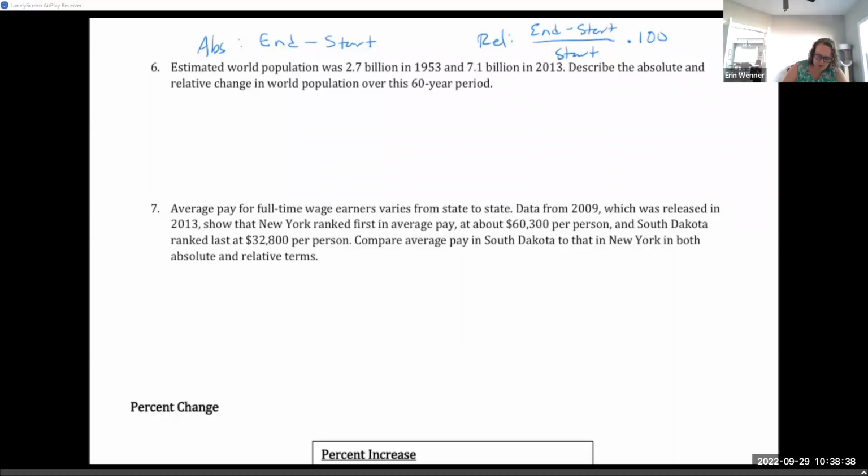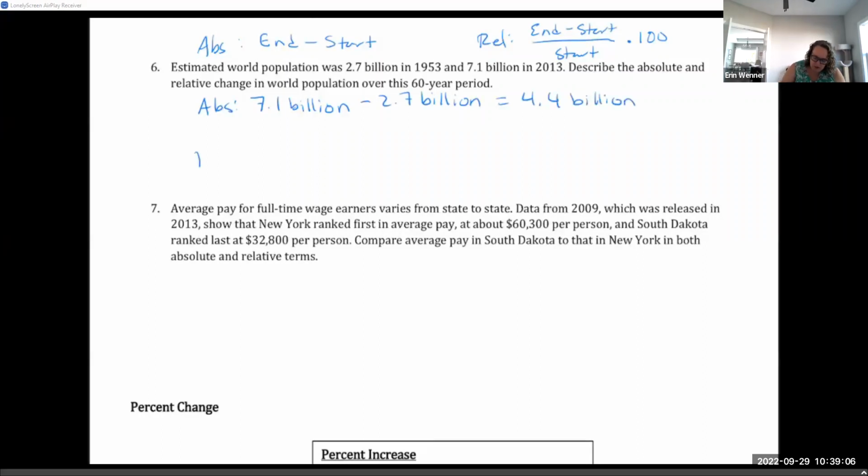Okay, so the absolute change, we would take the ending amount, which is 7.1 billion, minus the starting amount, which is 2.7 billion. And yes, I know I'm not actually converting these to billions, meaning writing out all the zeros, but they're both measurements in billions, so we're just going to subtract them. And this is going to give us a difference of 4.4 billion.